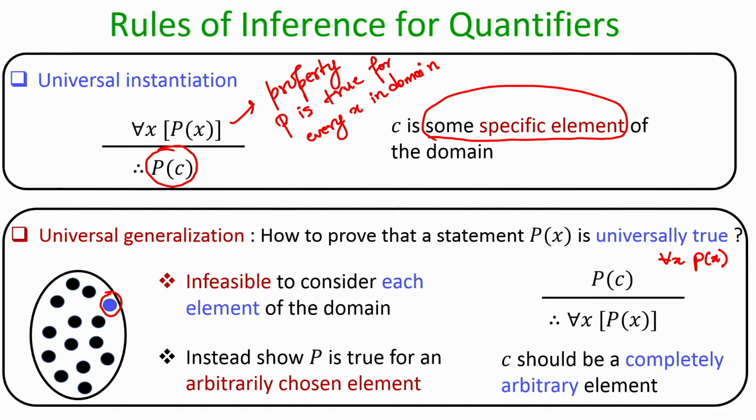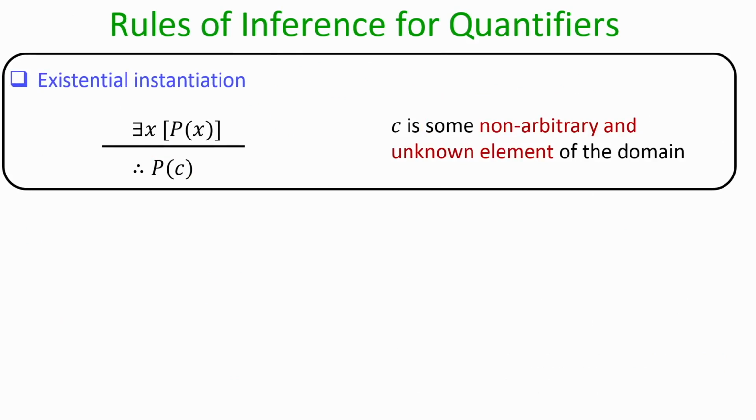So, the argument form here is, if you know the premise that property P is true for element C, where C is some arbitrarily chosen element, then you can come to the conclusion that for all x P of x is true. So, this is called universal generalization.